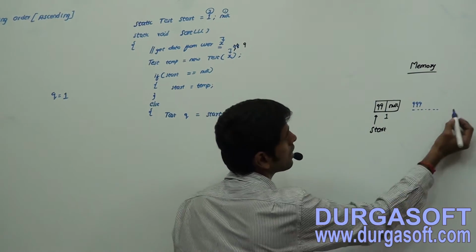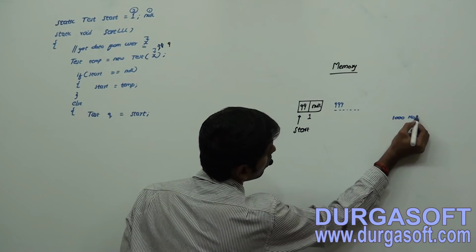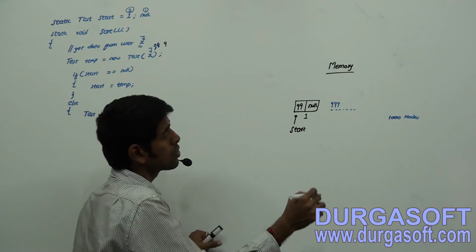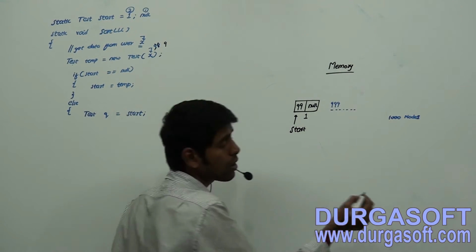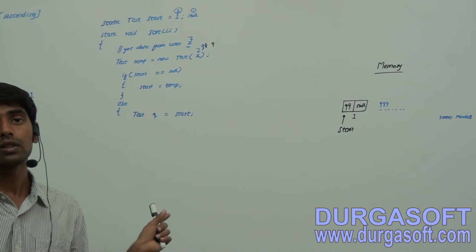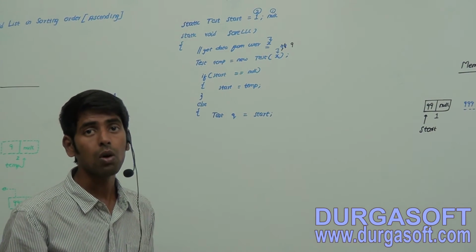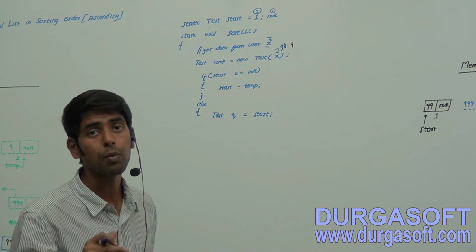What if the case, and if you are having some 1000 nodes like that? So how to do that? Think that we have to write the code such that it should be applicable for all the scenarios. That is the efficient program, that is efficient code. So how we can write the conditions is very important.